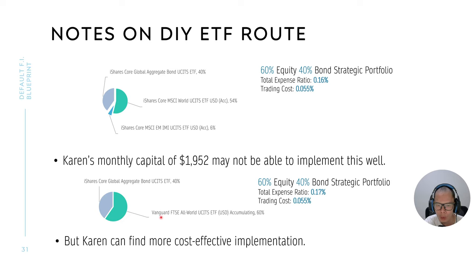So what I show over here, it tracks the same, it allows you to express your investment philosophy the same way, but only using two funds. The difference over here is this Vanguard FTSE All-World UCITS ETF. The ticker symbol is VWRA. This one is quite popular out there, and it covers both the developed markets and the emerging markets.